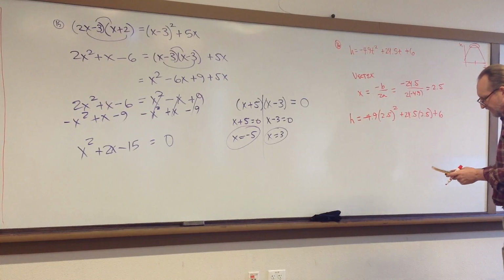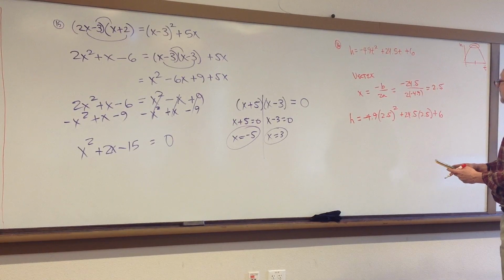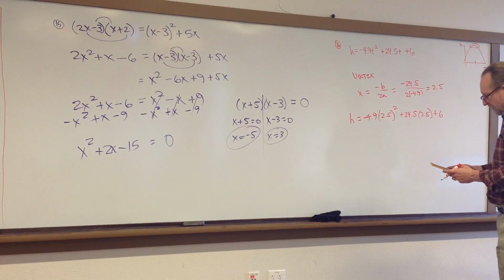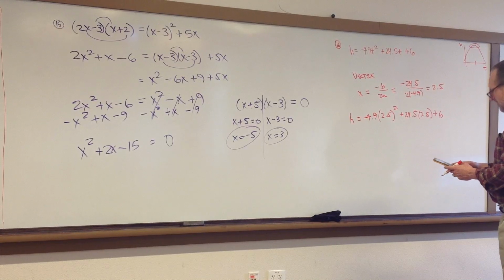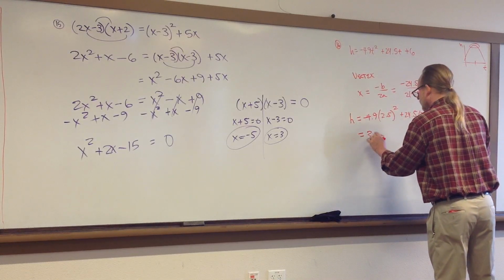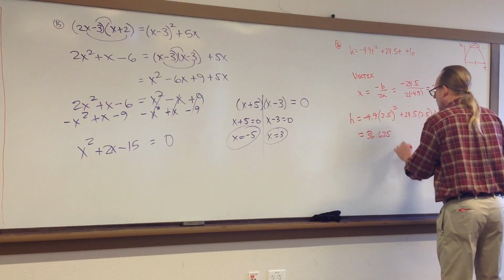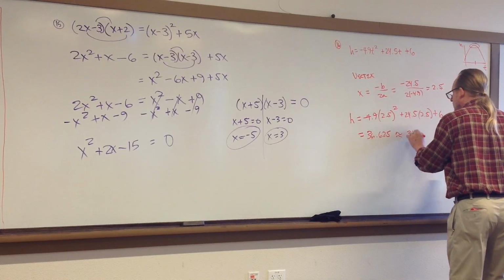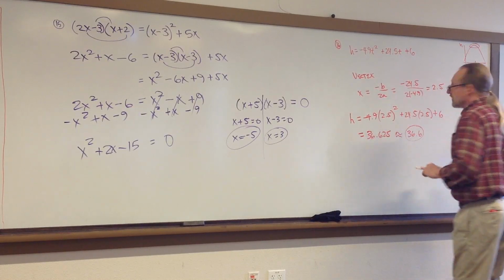All right, so negative 4.9 times 2.5 squared plus 24.5 times 2.5 plus 6. And so if we want to round to the nearest tenth, we're getting 36.625. So if we want to round that, that would just be 36.6.